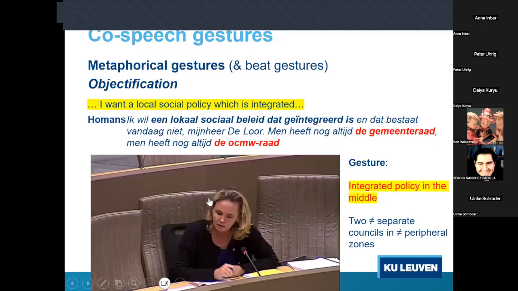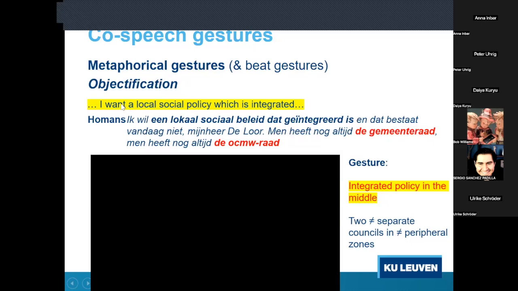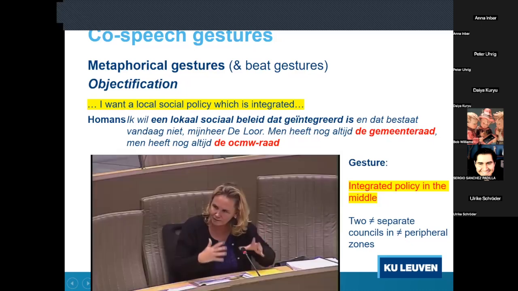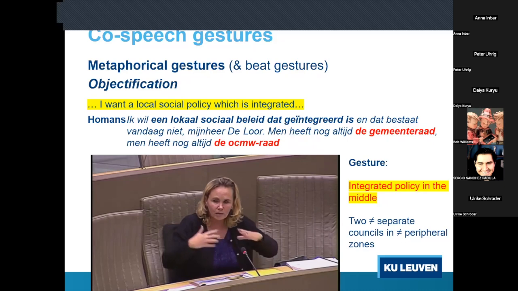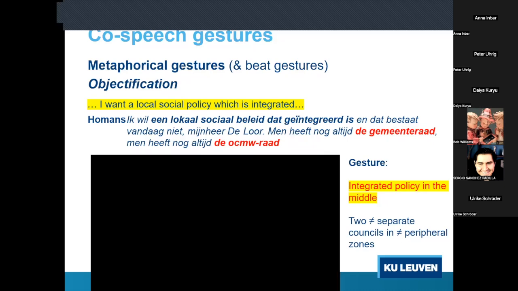Lokaal sociaal beleid dat geïntegreerd is. En dat bestaat vandaag niet, meneer De Loor. Er is nog altijd de gemeenteraad, men heeft nog altijd de Oosten- en Weerraad. There's a delay, I think we still have this one and another one. I want an integrated one.